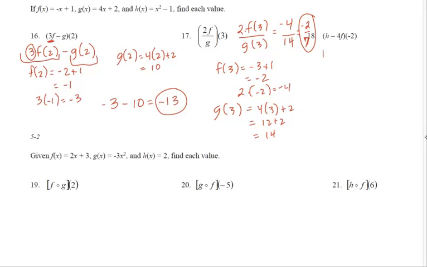Now this one is h of -2 minus 4 times f of -2. Yeah, it's 4 times f of -2. All right, so let's find h of -2.